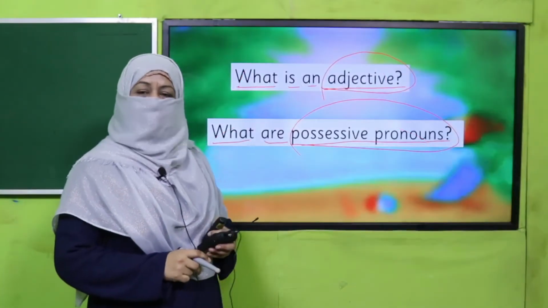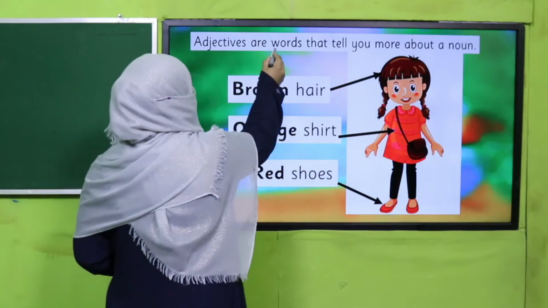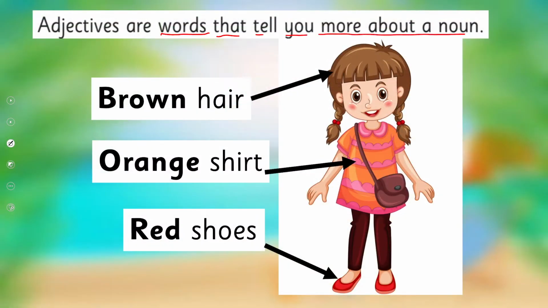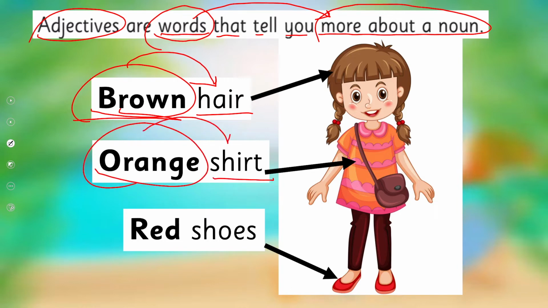Yes, my dear students, I hope you have answered correctly. Adjectives are words that tell you more about a noun. Okay, so the words which tell you more about a noun are adjectives. For example, brown hair. Now this adjective is telling us more about this noun. Orange shirt. Okay, orange is an adjective which is telling us the color of this noun, which is shirt. All right, red shoes. This is how.